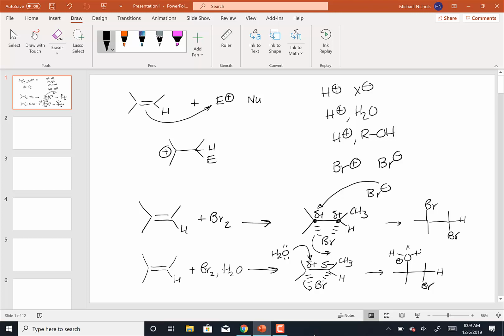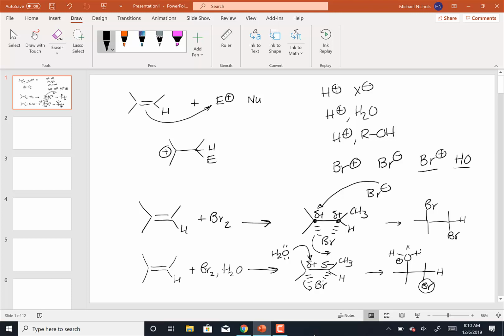So with Br plus adding H2O, which is going to end up adding OH, that's also an electrophile, which is going to replace the H plus. So we called Br2 H2O addition Markovnikov because the Br ends up on the carbon with the most hydrogens. The OH ends up on the carbon that's most substituted. So Br plus is replacing H plus in that mechanism.